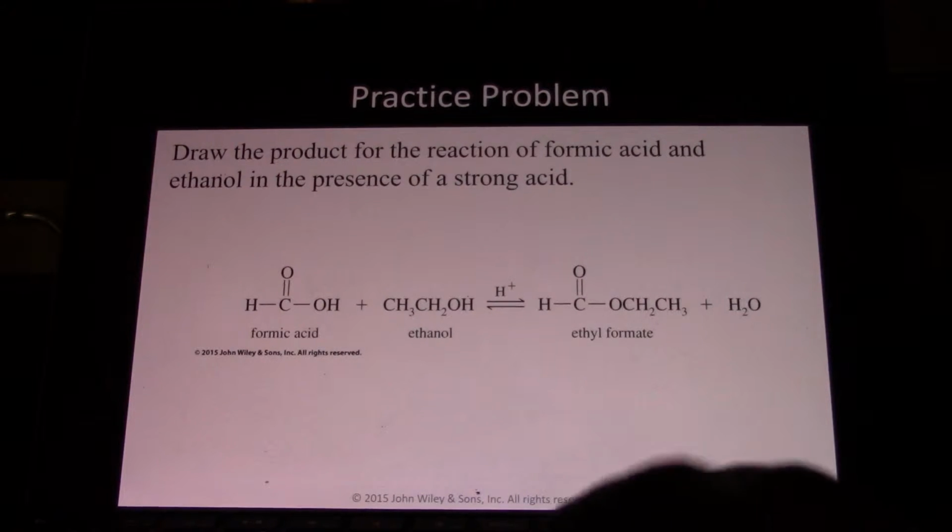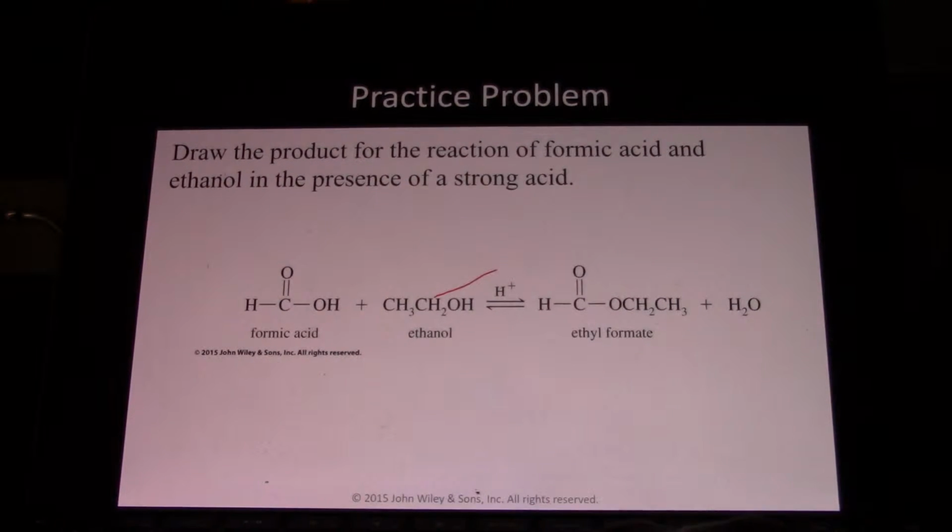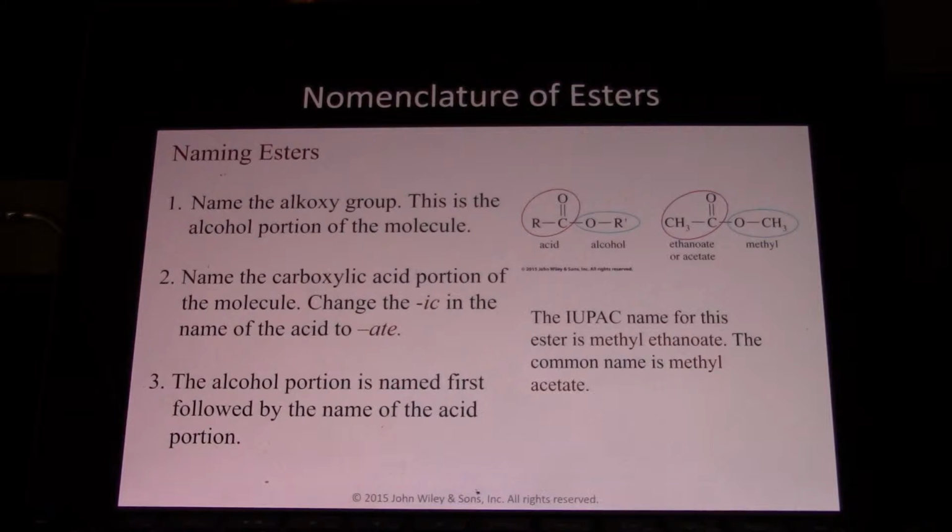So formic acid and ethanol react. It's acid catalyzed, that's important, because here you gain an H+, and now you went from a bad leaving group, OH minus, to a good leaving group, water. So now your alcohol attacks this carbon, these electrons kick up, then come back down, kicking off water, and giving you your compound. So when you name the esters, we name the alkoxy group.